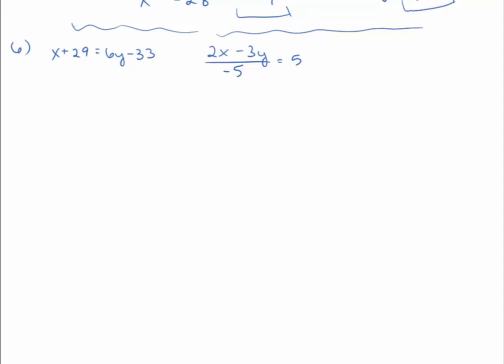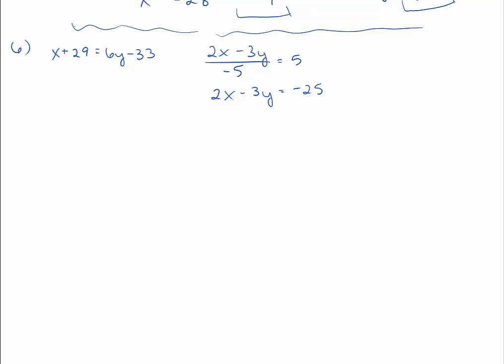All right, so we have our 2 equations, and like I said before, I'm not a fan of fractions, so I'm going to get rid of the fraction in the right-hand equation first, because even if you choose to solve for, say, x in the left-hand equation first, you're going to have to get rid of that fraction eventually. So I'm just going to do it right away. If I multiply both sides by negative 5, I get 2x minus 3y equals negative 25. And so that's our second equation, just rewritten without the fraction.